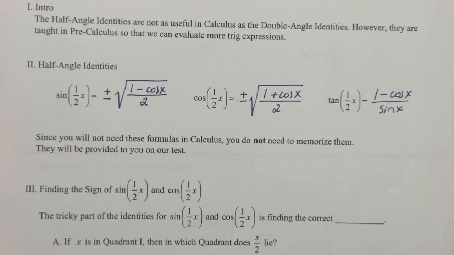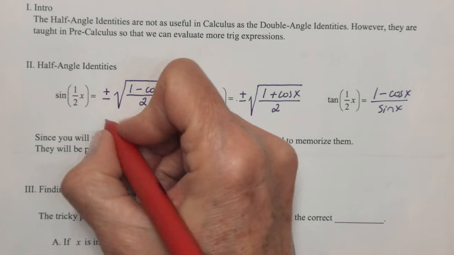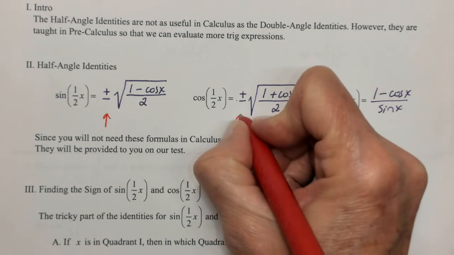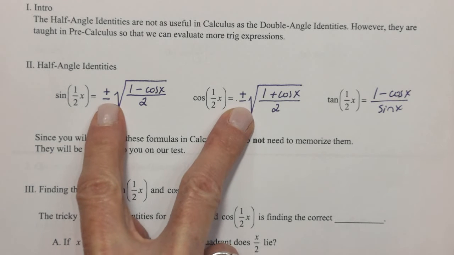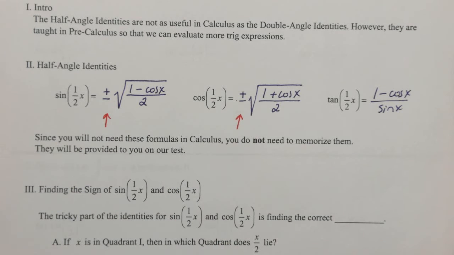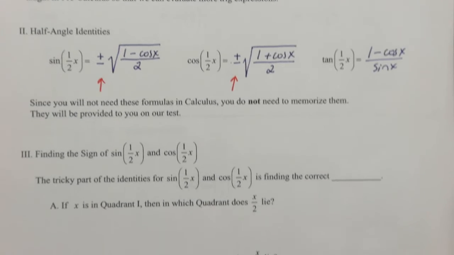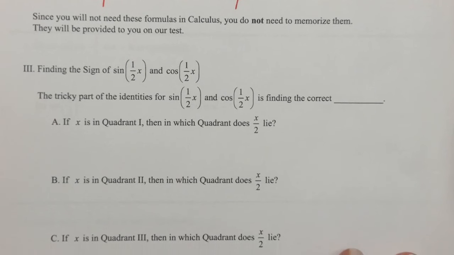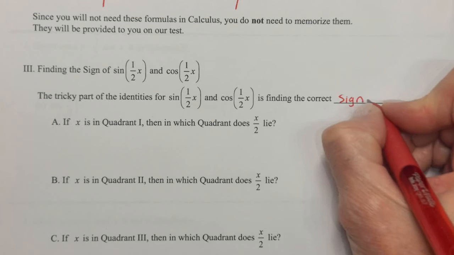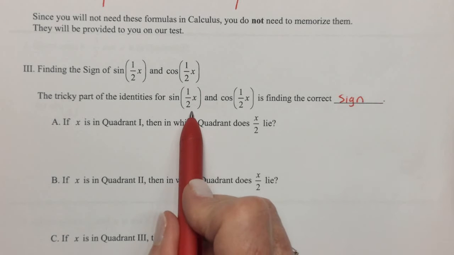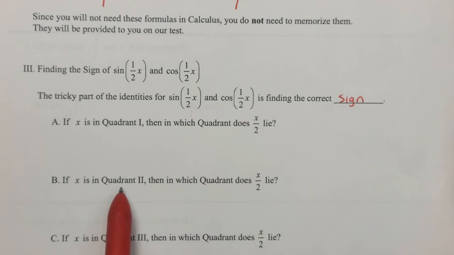Okay, the tricky part for these is figuring out, you're only going to keep one of these, and the tricky part is just finding which one to keep. Okay? It's not hard to do, but it adds another step. So we want to find the correct sign of sine of half x or cosine of half x. Okay? And here's how you're going to do it.